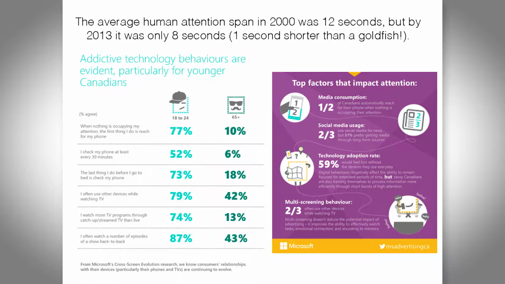The same thing: I check my phone at least every 30 minutes. More than 50% of Generation Y, only 6% of the older generation would do such a thing. And it's changing the way that we do social stuff also. Just one example is multi-screening behavior that is completely accepted now.